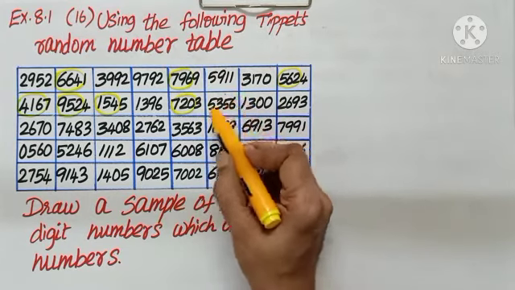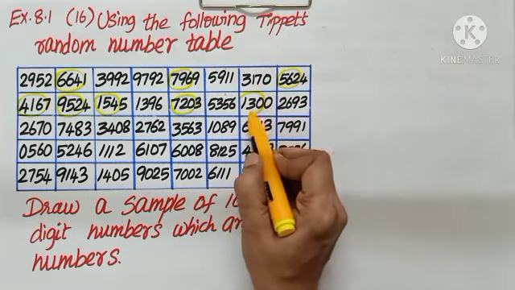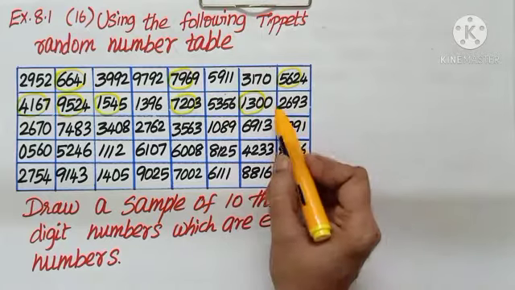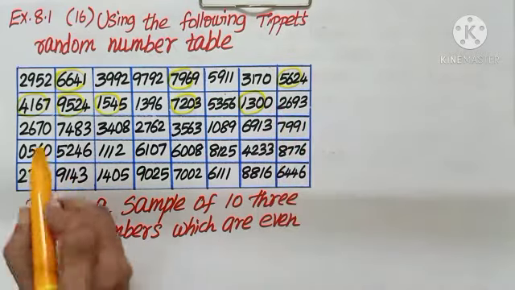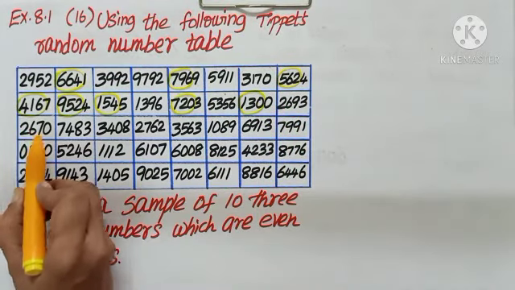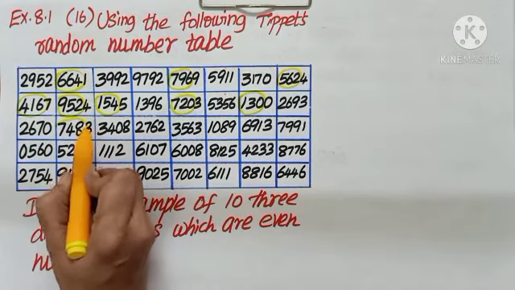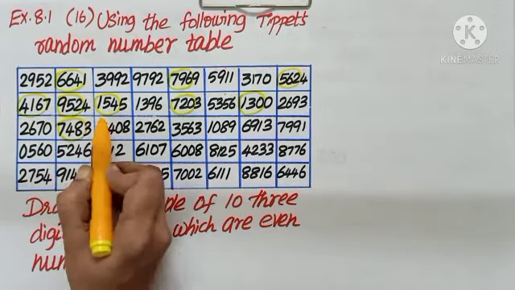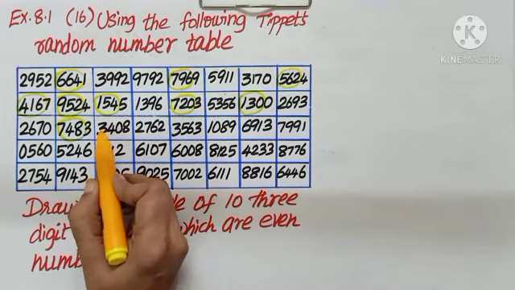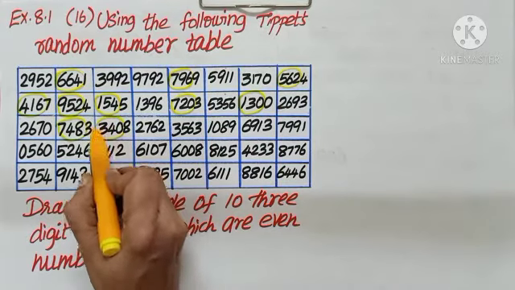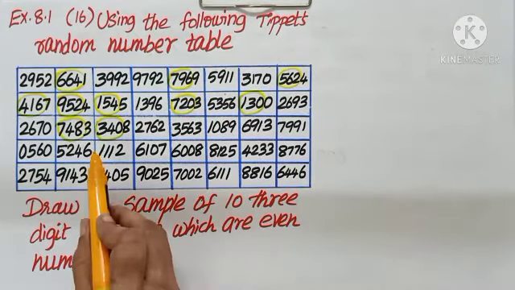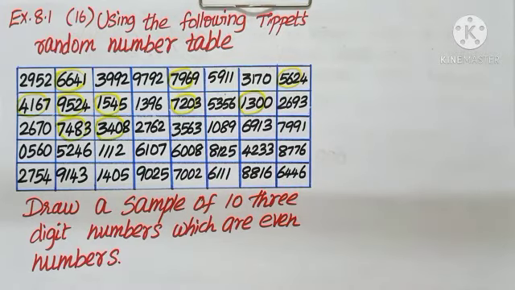535 odd number, so leave it. 130 even number. 269 odd, forget it. 267 odd. 748 is an even number. One more I need to select. I can select the next one, say 340. This is not the unique way of selecting. I have selected these numbers.